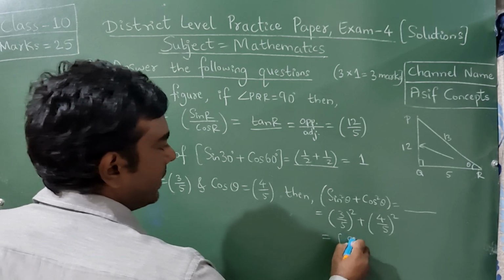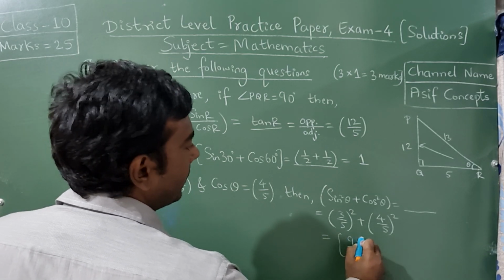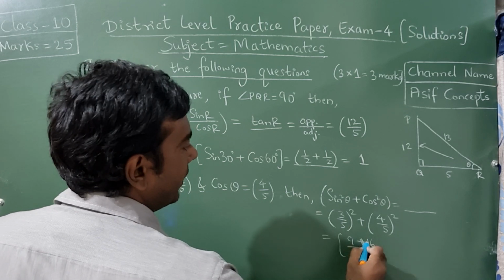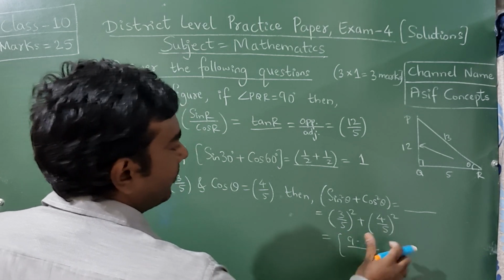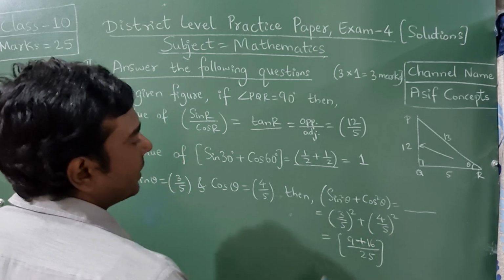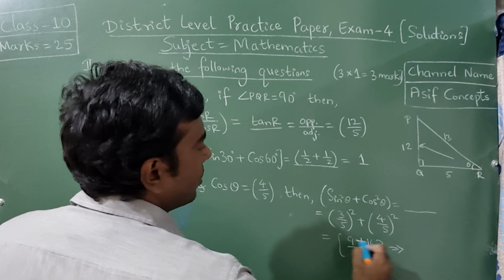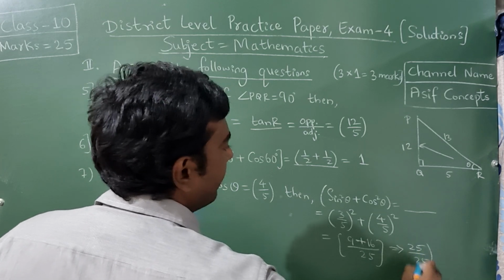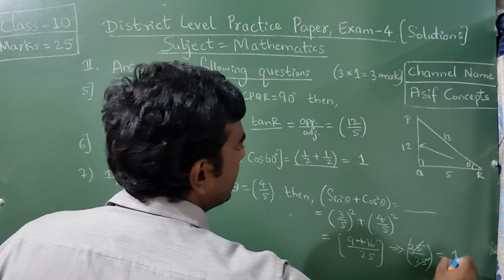3 square is 9. Okay. Plus 4 square is 16. Fine. And 5 square is 25. Since both are same, so I have written like this. So 16 plus 9 is 25. So 25 by 25. So the answer is 1.